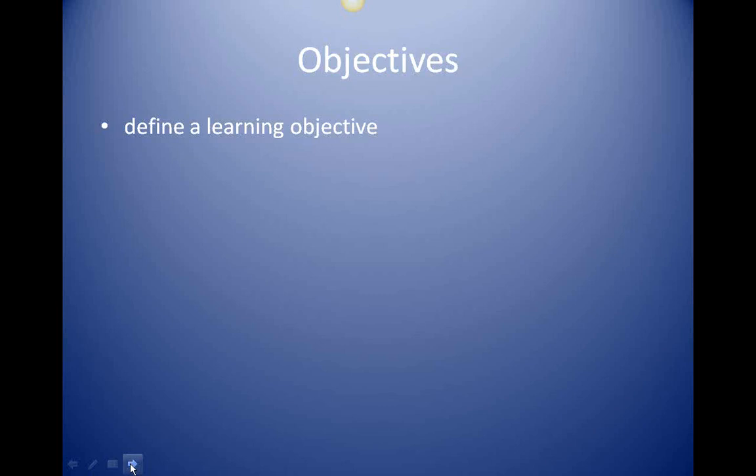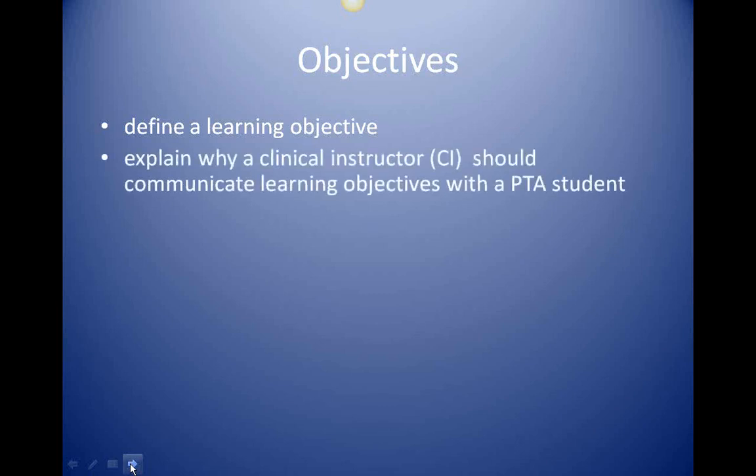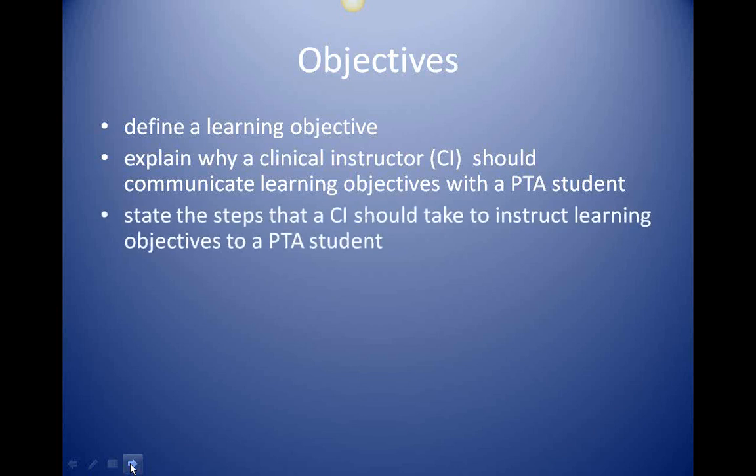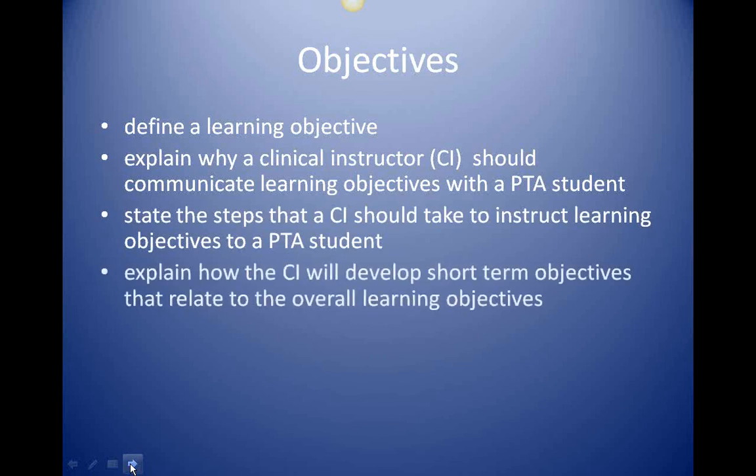The next one is we would like the instructor to be able to explain why a CI should communicate learning objectives for the course with a PTA student. The third is we want them to be able to identify the steps that the CI should take to instruct learning objectives to a PTA student. The fourth is we want the CI to be able to explain how they would develop short-term objectives that relate to the overall learning objectives for the course.